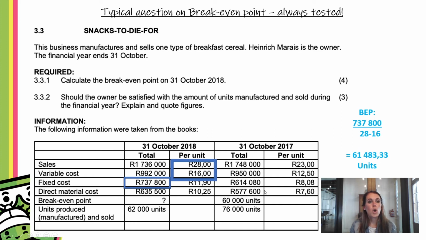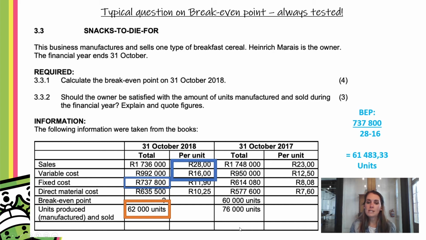I'm now going to comment on the break even. So they said, should the owner be satisfied with the amount of units manufactured and sold during the year. They don't talk about break even. Another way of phrasing it is to say, please comment on the level of production. No break even in the question, but they want you to comment on break even. So please remember, the comment question of the break even is about the break even. Okay. And for that, we need the amount of units produced and sold. We are going to compare that to the break-even point and write down an answer.